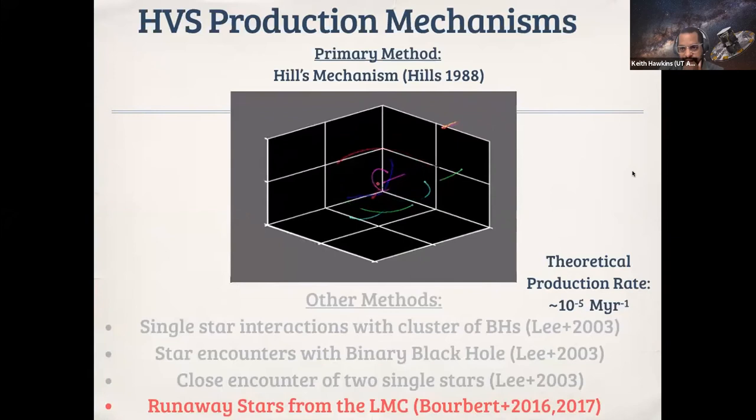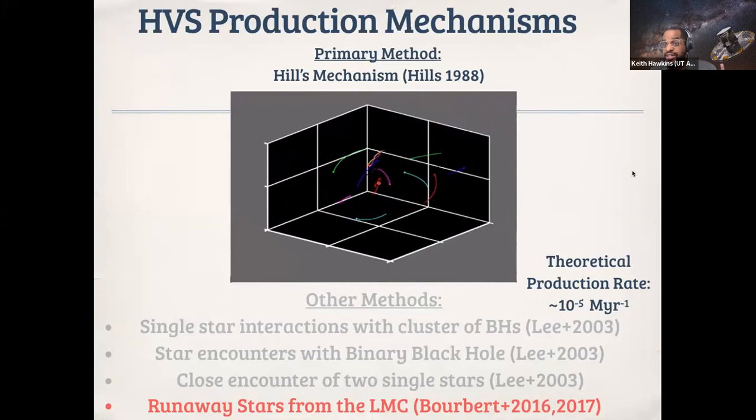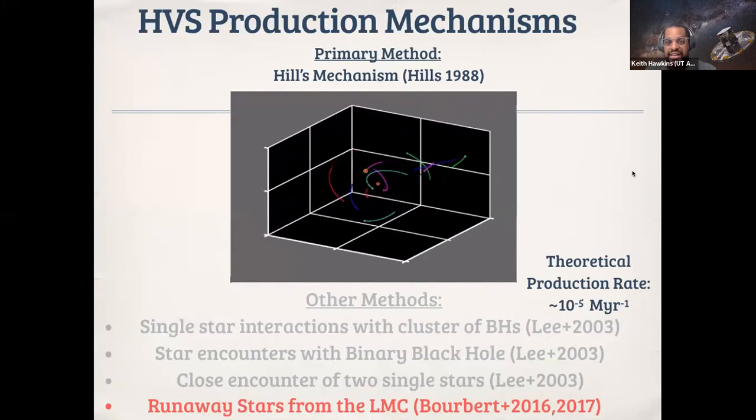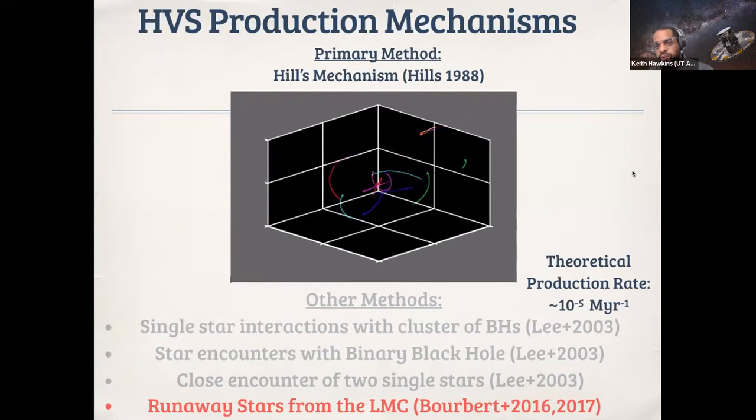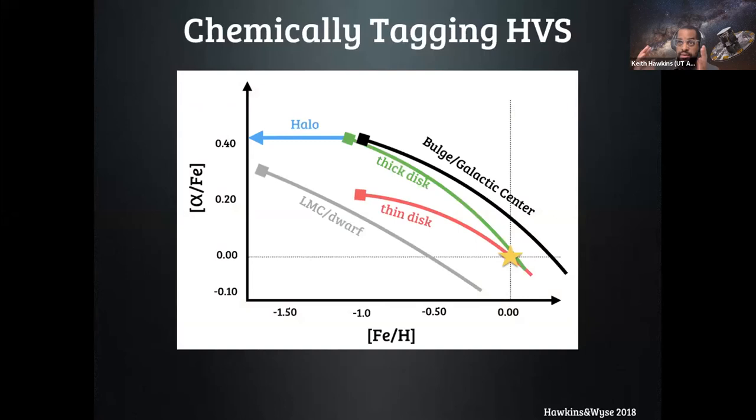One of the things that has happened, though, is that as time has gone on with Gaia and other surveys, folks have actually been able to dynamically start tagging these things and find that they don't come anywhere near the galactic center. So that's kind of a problem because they're thought to be produced there. There's a nice paper from Douglas Boubert who finds that maybe these stars are actually runaway stars from the Large Magellanic Cloud. And so what I realized was, of course, the Large Magellanic Cloud has a very different set of chemistry than the galactic center, right?